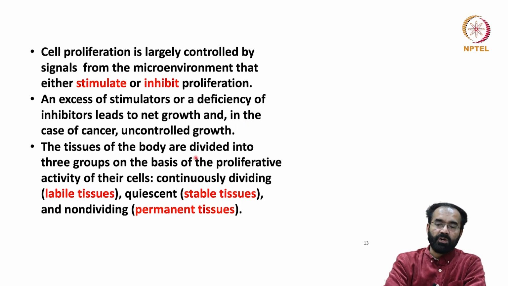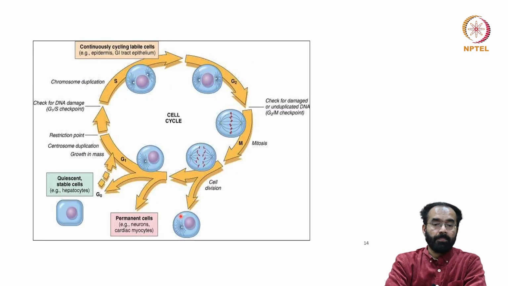The tissues of the body are divided into three groups on the basis of the proliferative activity of their cells. The three categories are: continuously dividing ones, which we call labile tissues; quiescent ones, stable tissues; and the non-dividing ones, permanent tissues. They are broadly categorized into these three. Many of you have seen this in your intermediate or school textbooks.